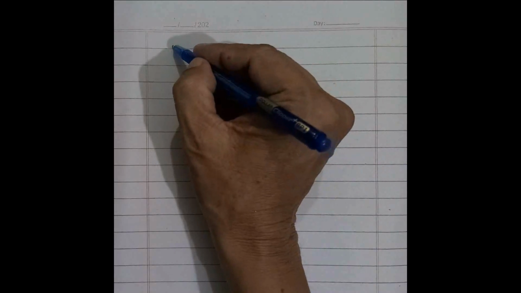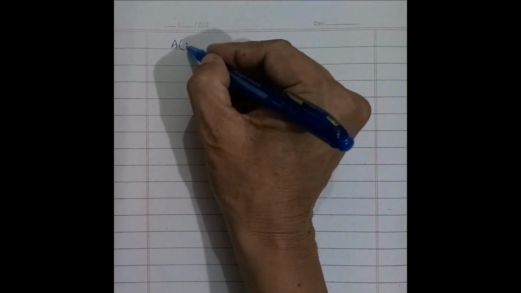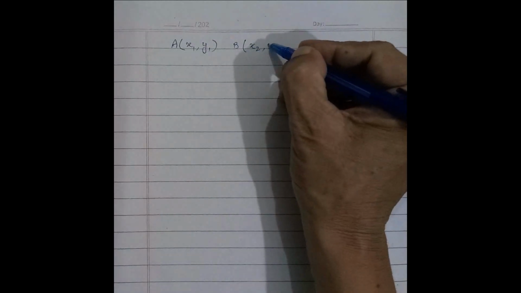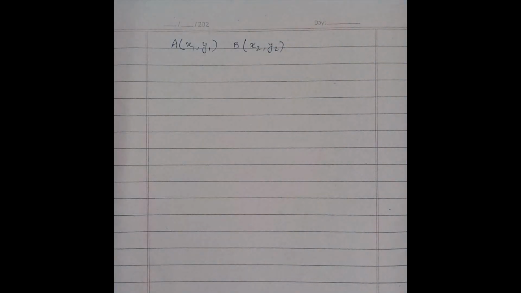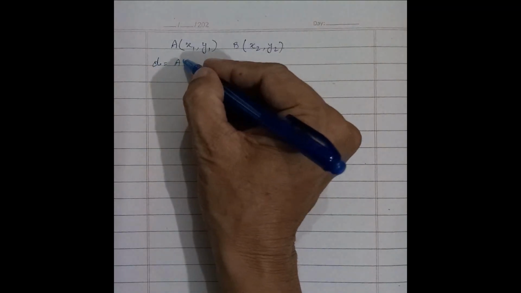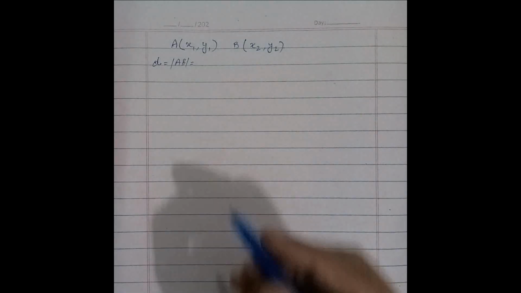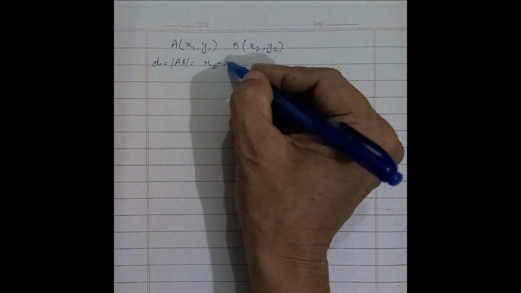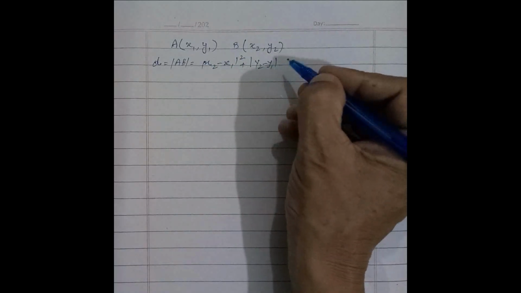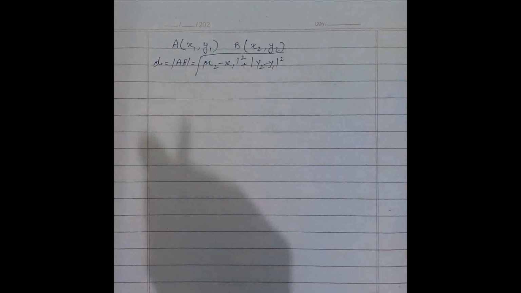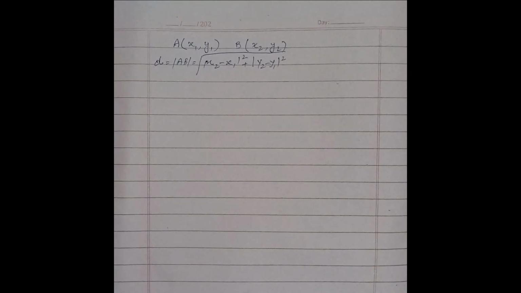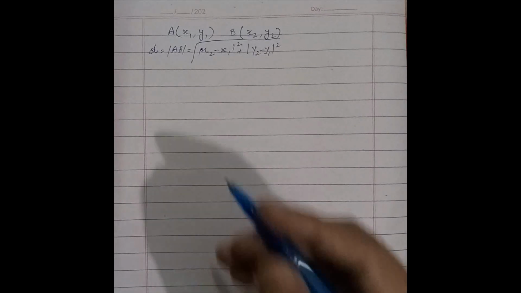Let A have coordinates x1, y1 and B be the other point x2, y2, and we find the distance between A and B. We write it as d = |AB|, in which the formula is the square root of (x2 minus x1) whole square plus (y2 minus y1) whole square. It is the formula for finding the distance between the 2 points. And let's start the exercise.